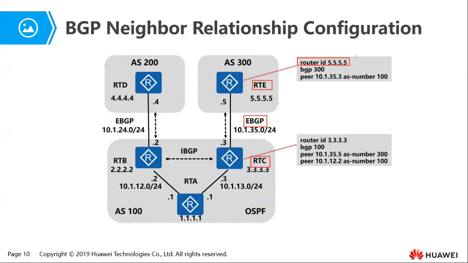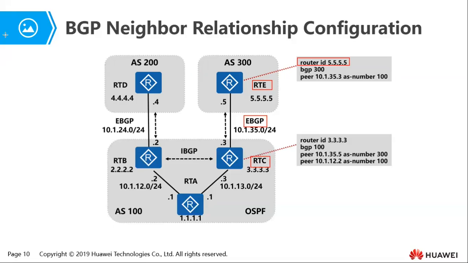So router ID 5.5.5.5, the rules still remain. If you've not specified the router ID manually, it will go for the highest IP address among all loopback interfaces. If you've not configured any IP address on a loopback interface, then it goes for the highest IP address among the physical interfaces. So that rule still remains.